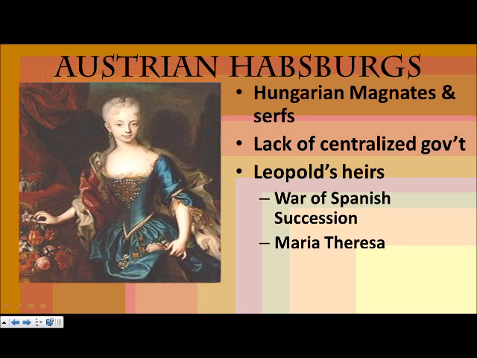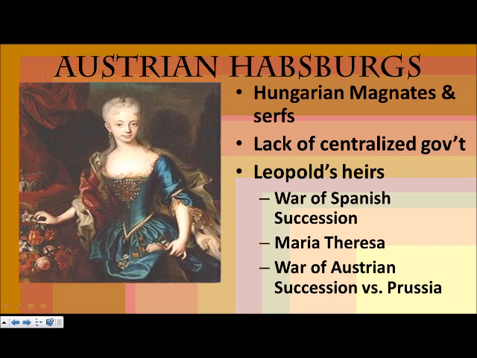And that neighbor is Prussia. So there's going to be a war over this. Is Maria Theresa able to take power? Will she succeed to the throne? Or will someone else win? Prussia is the neighbor. And just barely, Prussia will lose and Maria Theresa will become the leader of Austria.